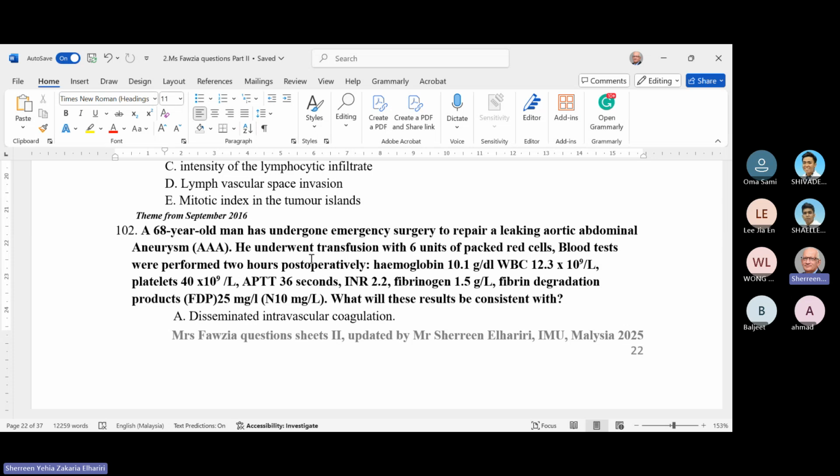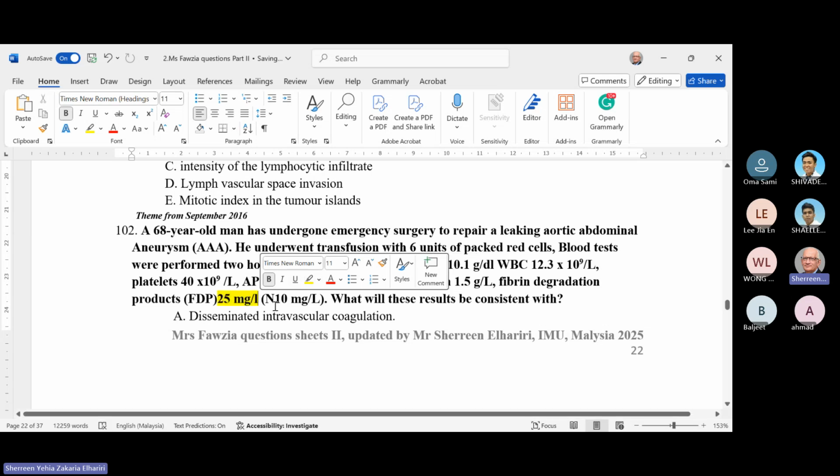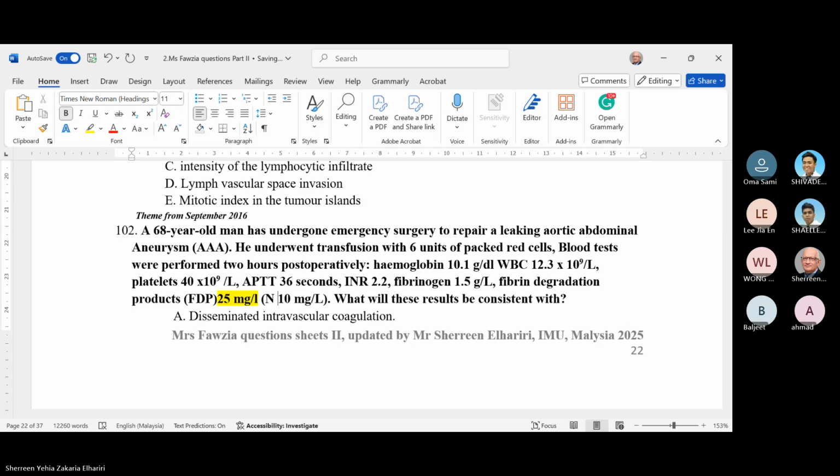Blood tests were performed 2 hours post-operative. Hemoglobin is 10, a little low. White blood cell is okay. Platelets very low. APTT normal. INR high. Fibrinogen 0.5. FDP, fibrin degradation product, is 25, which is very, very high, because usually in the exam we give you the normal value. So this patient has high FDP.